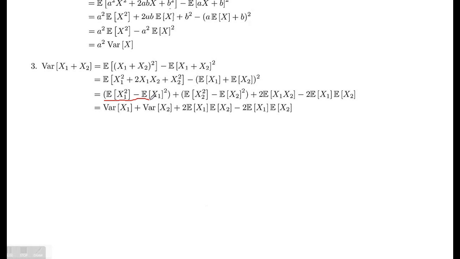So this first term here coincides with our definition of the variance for x1. The second term coincides with our definition of the variance for x2. And then we are left with those two terms. And for the last two terms, we make use of the fact that the expected value of x1 times x2, so this here, is equal to the expected value of x1 times the expected value of x2 for independent variables.